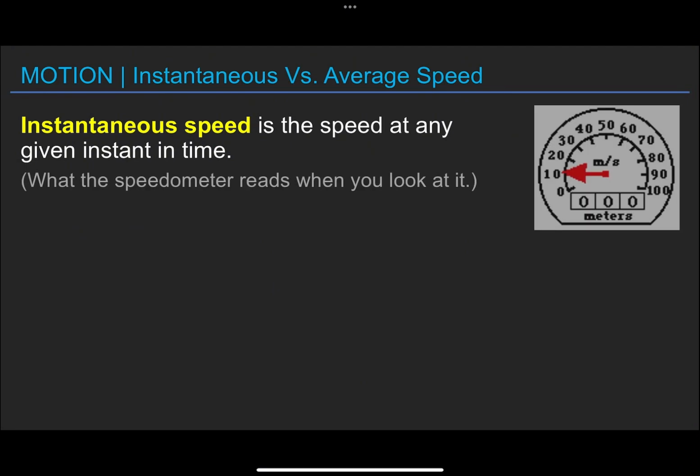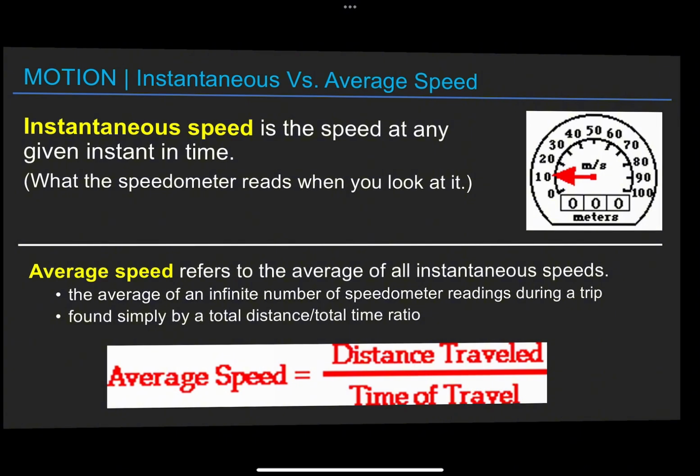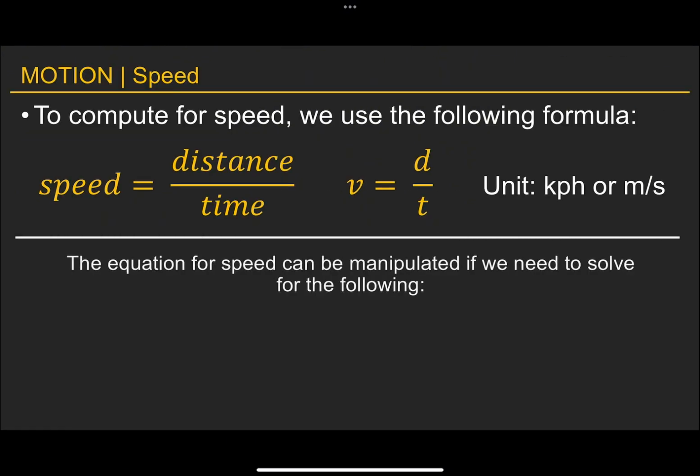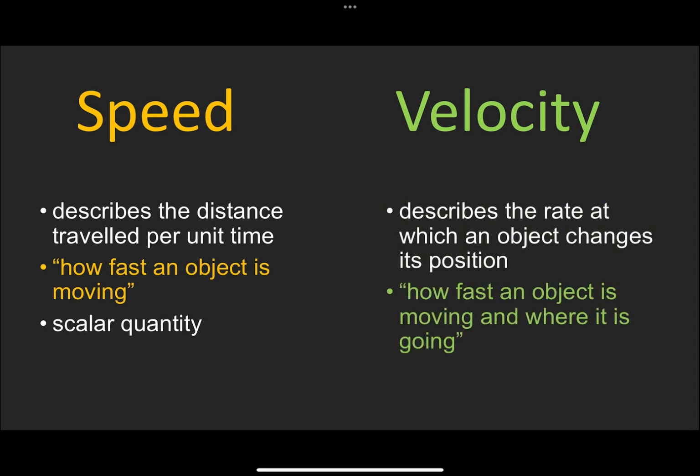If we recall the things we discussed last meeting, we also talked about instantaneous speed and average speed. Instantaneous speed is the speed at any given instant of time, while average speed is the total distance traveled over the total time of travel. They are totally different from one another. And also, if we recall the mother formula for speed, which is distance over time, we could also manipulate that to get the formulas for time and distance.